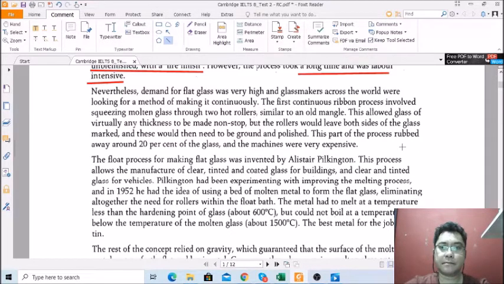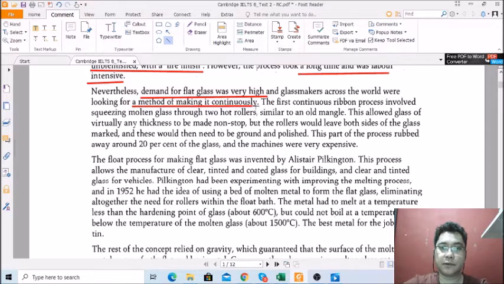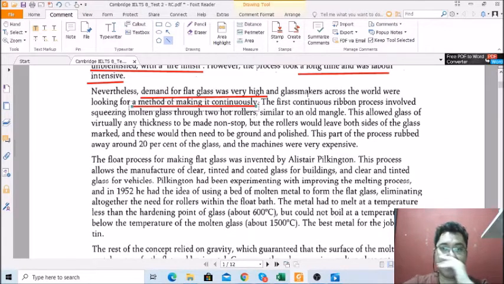Well, okay, 2 minutes passed. So we look at the second paragraph. It says that the demand for flat glass was very high. Okay, so this is quite interesting. It's very high, and then the glassmakers across the world were looking for a method of making it continuously. So looking for a method is very interesting.